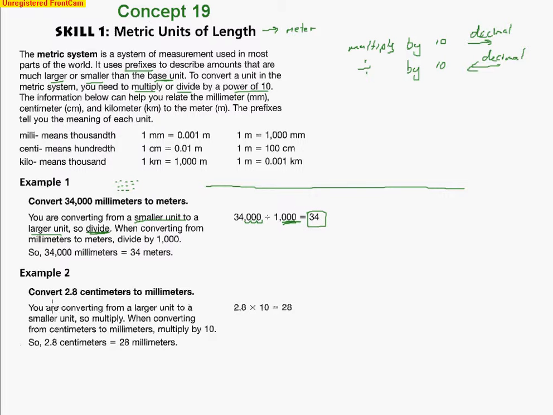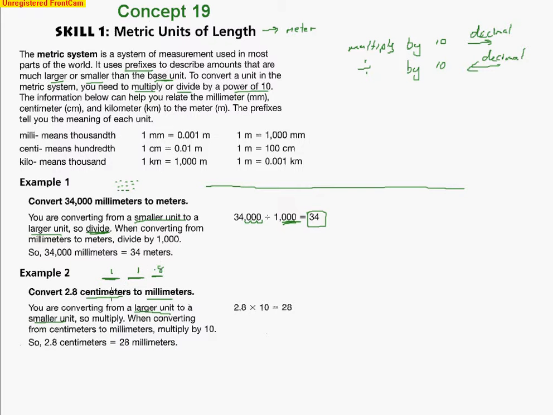Let's take a look at another one, 2.8 centimeters to millimeters. We're going from a big unit to a small unit, converting a larger unit to a smaller unit. Here's about what a centimeter looks like, about the width of your finger. And here's another centimeter. I've got 2.8, so there's 1, 1, and there would be my 0.8.